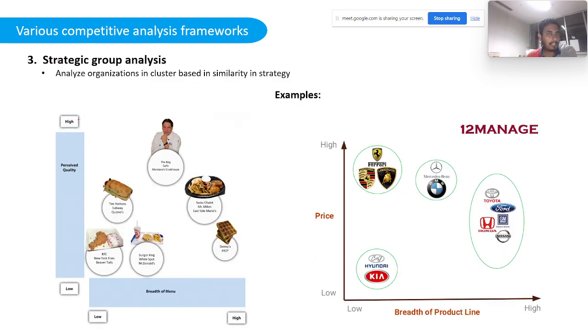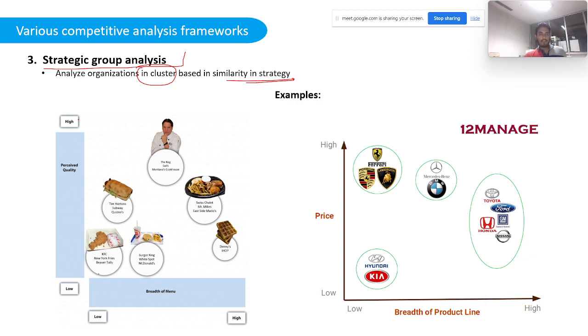Okay, another framework for competitive analysis is strategic group analysis. Strategic group analysis is analysis of organizations into specific clusters based on similarity in strategies. What you mean here is that when you try to develop a particular product, in terms of strategies, you see how the competitive products are grouped together.